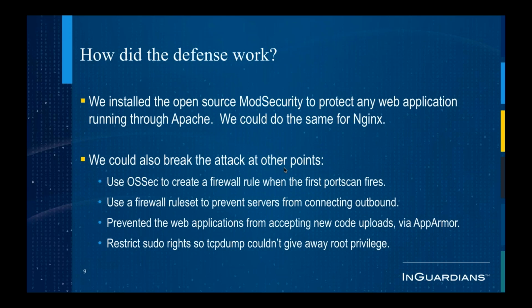One was, like in some of my blog posts, you could use OSSEC to create a firewall rule that blocks the attacker as soon as the first port scan fires. You could use a firewall rule set to stop these servers that were giving us reverse shells from connecting outbound in the first place. You could prevent the web applications from accepting new code uploads. That would be something I'd do via AppArmor. I could also do that with file permissions, but AppArmor would be even stronger. And then the last one is I could restrict the sudo rights so that tcpdump couldn't give away root privilege.